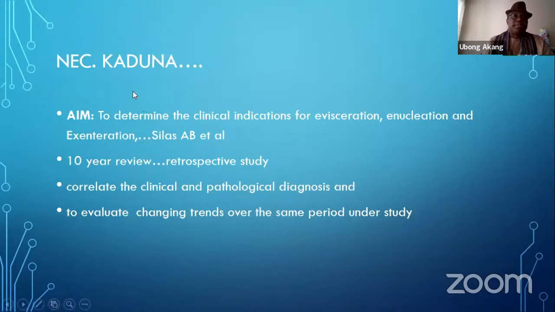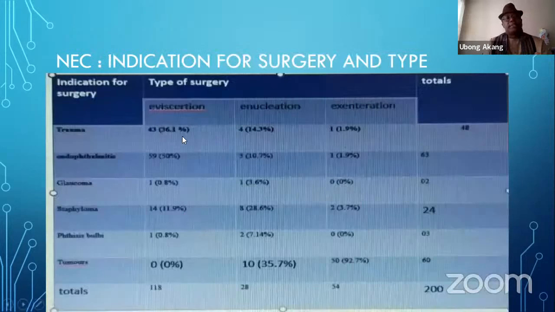In the study that we did in Nice Center, it was a 10-year study. It was aimed at determining the clinical indications for evisceration, enucleation, and exenteration. Salas, AB, et al. 10-year review was retrospective. It was just to correlate clinical and pathological diagnoses and to evaluate the changing trends over the same period under study.